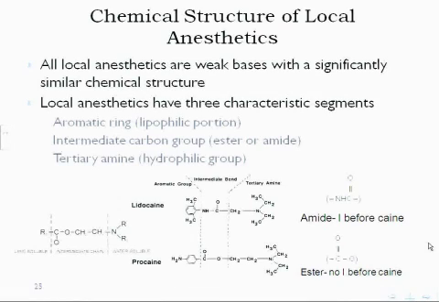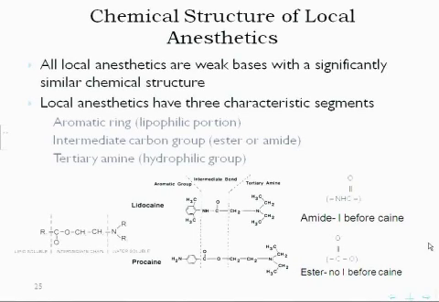Esters have no I in the name ester. So if you have a local anesthetic with no I before the cane, it's an ester. That's how you remember it. On the other hand, amides have an I in the actual name. And all amides have the local anesthetic named with an I in it before the cane.